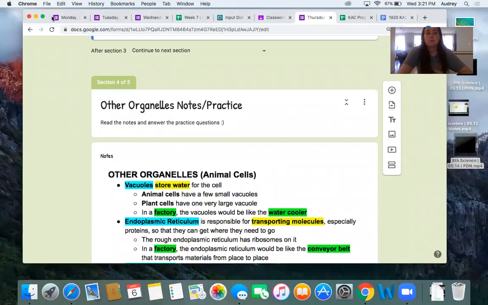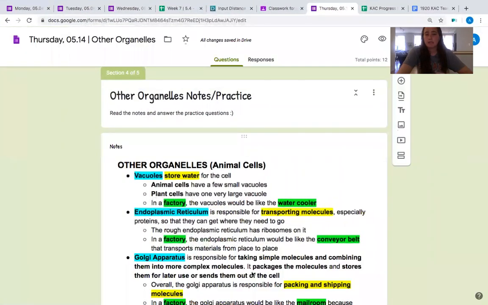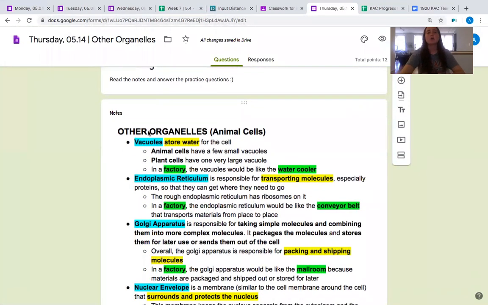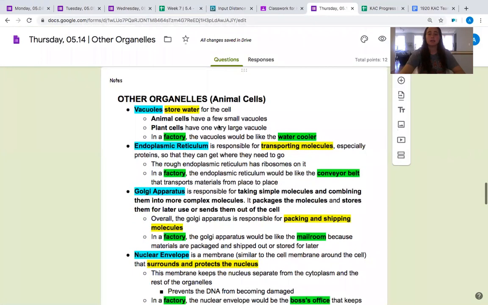I'm going to, as you know, share my screen, and so we can go through these notes together. Now, these notes are pretty intense. You are not, like I've said over and over, responsible for knowing every single one of these. It's just going to be really cool when you get to high school that you've heard all of this before and you might remember some of it. So other organelles for animal cells.